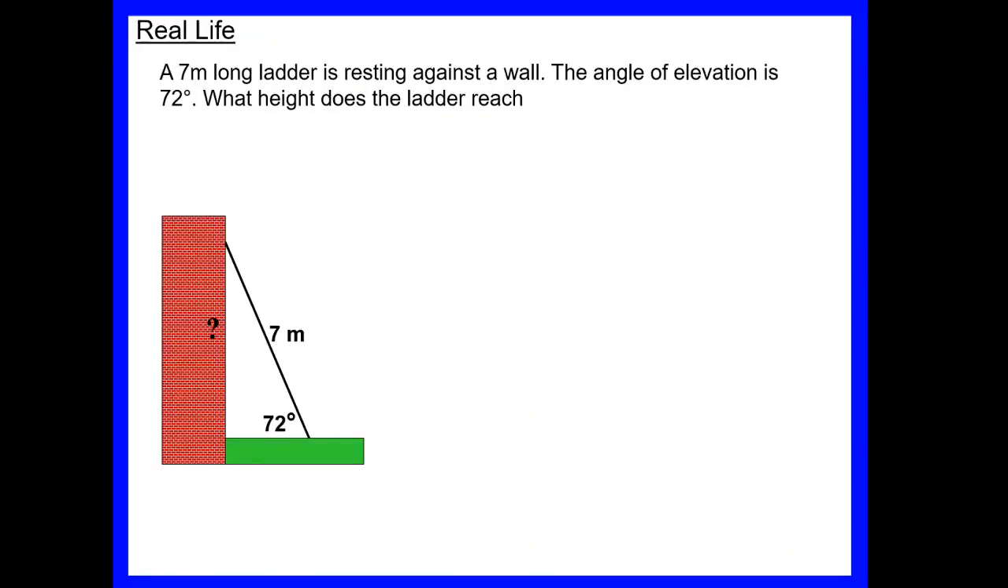Okay, so now we're going to have a go at using this in a real life context then. So we've been told a 7 metre long ladder is resting against a wall. The angle of elevation is 72 degrees. What height does the ladder reach?